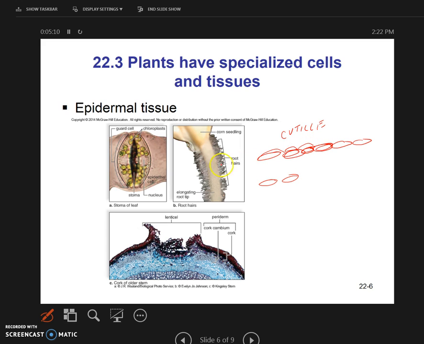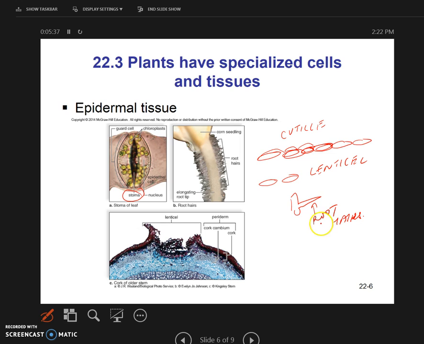But in some places, like the leaves or in the stem, there are openings, and these openings are called stomata. In a leaf, it's called stoma or stomata. In the stem, it's called lenticel. These are openings. These will allow gas exchange. In the roots, these epidermal cells have finger-like projections, and these are called the root hairs.